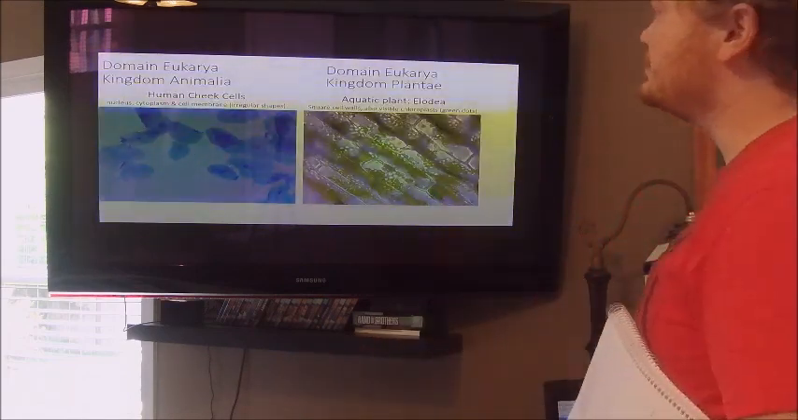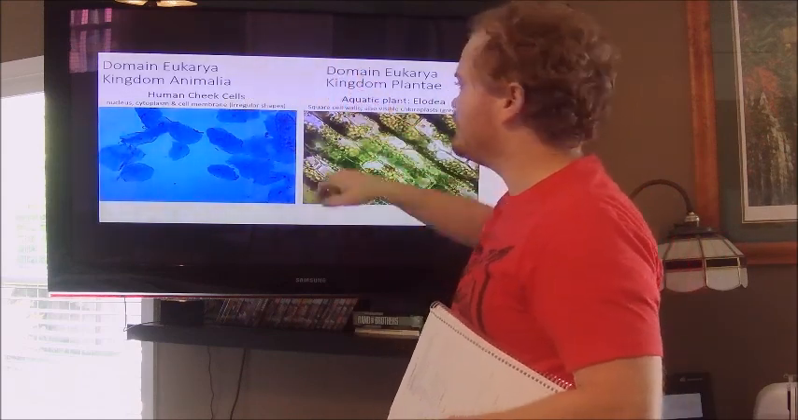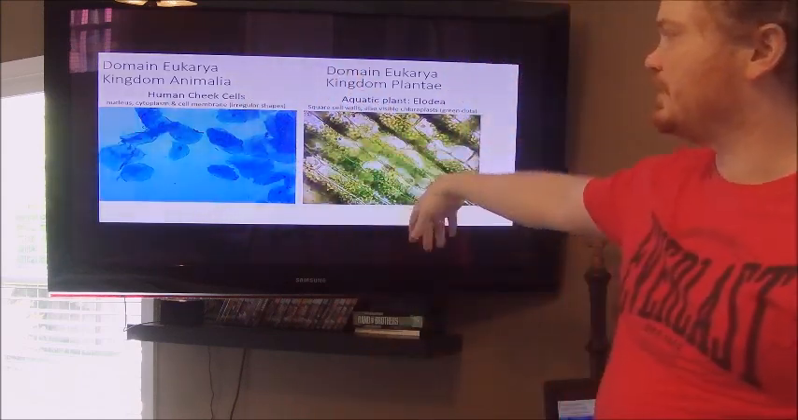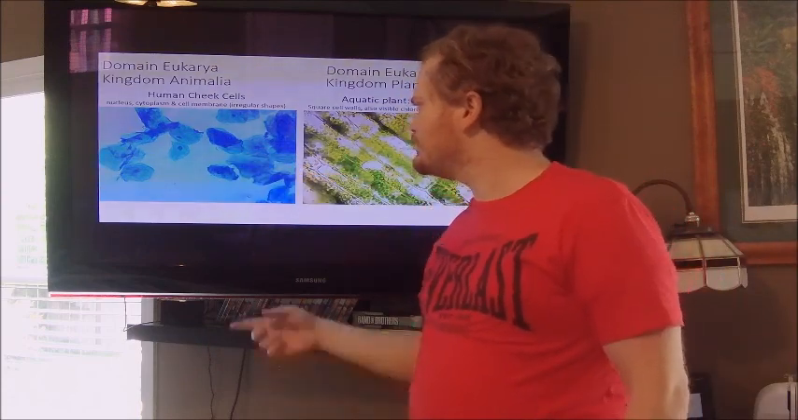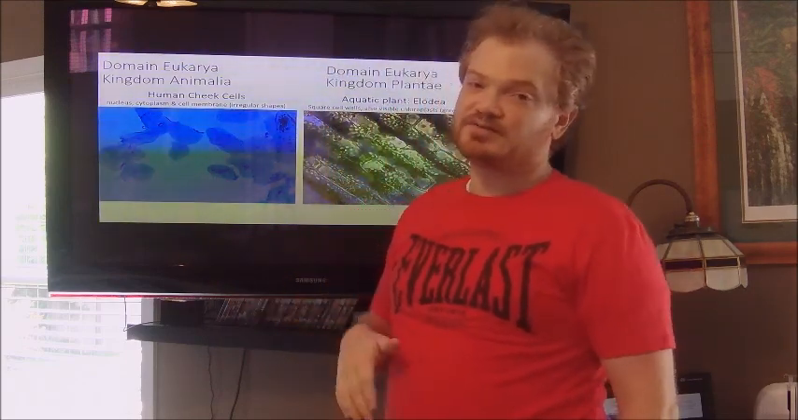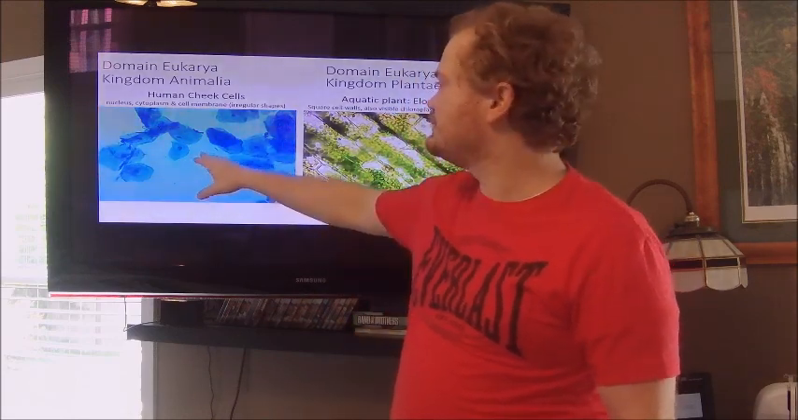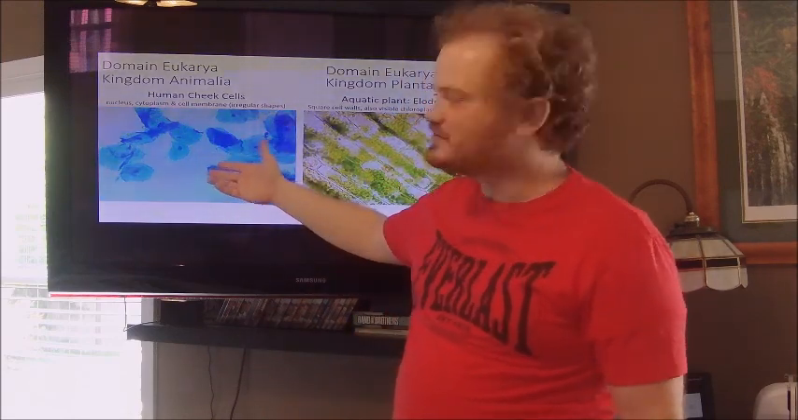All right, next is domain Eukarya, kingdom Animalia and kingdom Plantae. So animals versus plants. These are human cheek cells. I don't know if these might be mine. I honestly forget. But in this, it's pretty obvious to see. These are always stained using a stain called methylene blue. So when you see blue cells with their regular shapes, they're typically human cheek cells, good old-fashioned animal cells. Your dogs look exactly the same.